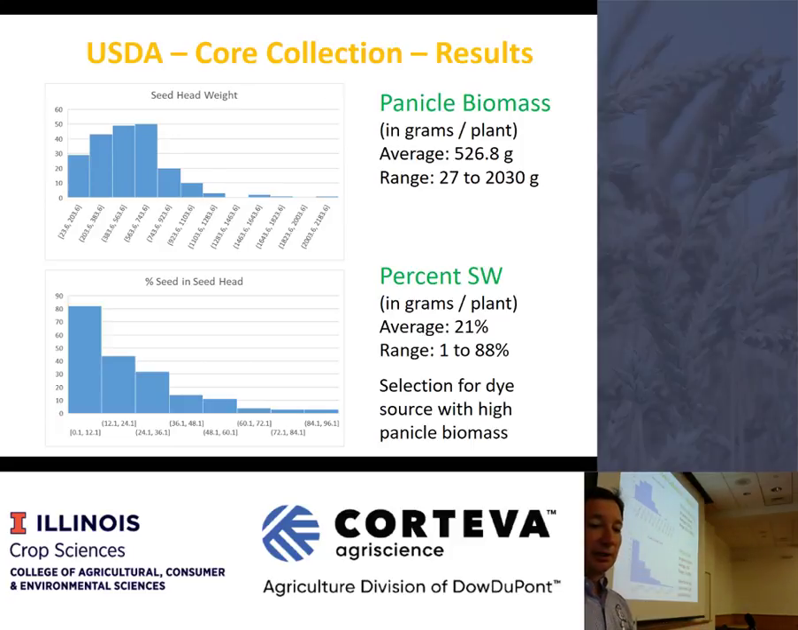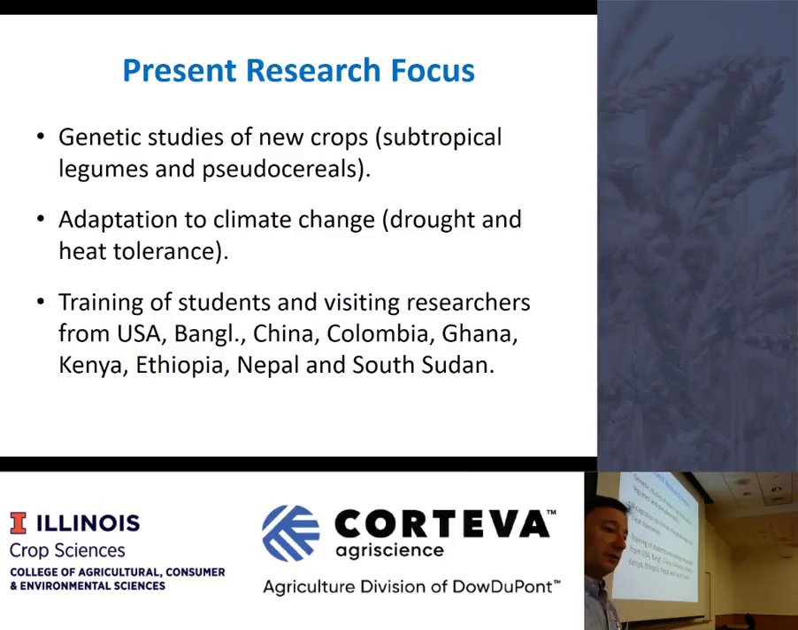And then the percent of seed weight in panicle was calculated to be an average 21% with a range that was very large, depending on whether the plants, the seed heads, dried down quickly or whether they dried down slowly. This could be useful for selection of a dye source with high panicle biomass but with less successful pollination. That might range from environment to environment.